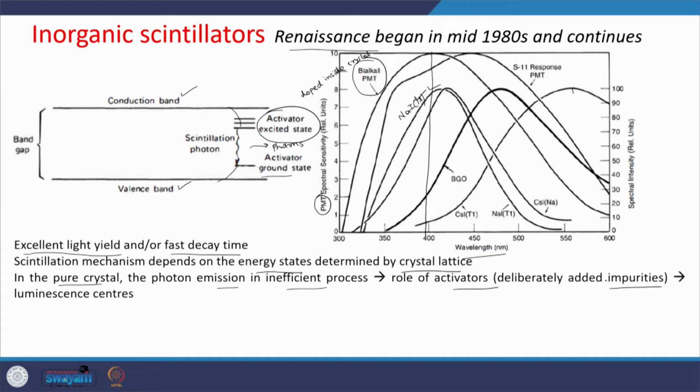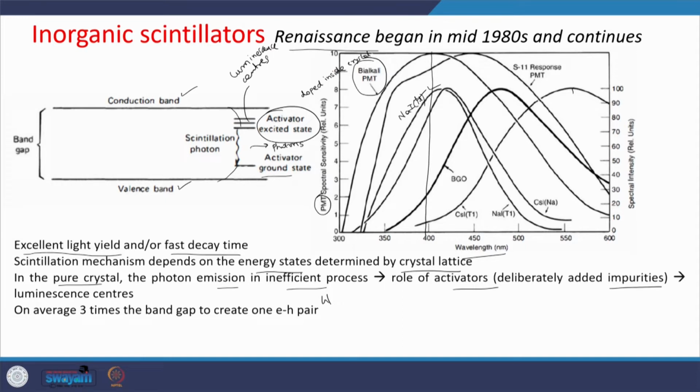That means impurities are deliberately added, which act as the luminescence centers. Basically, these are called luminescence centers, because they are causing the emission of light. And if you see the value of W, that means the energy required to create one electron hole pair, normally on average it is 3 times the band gap.